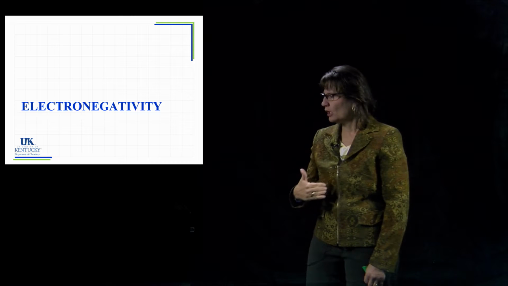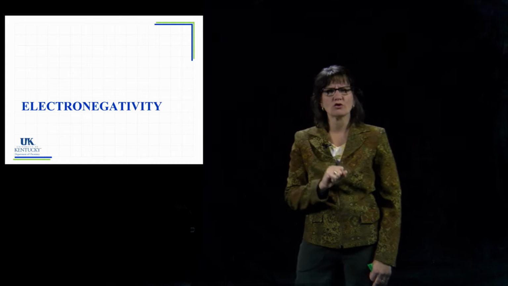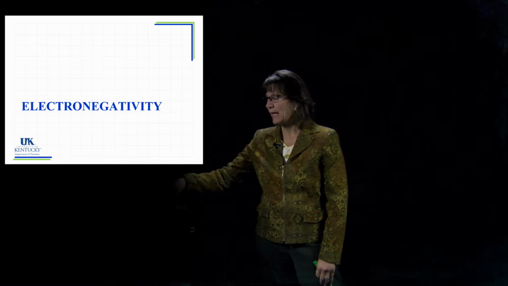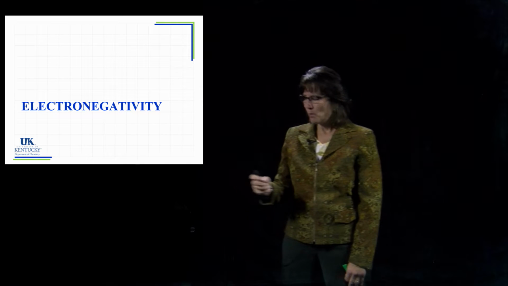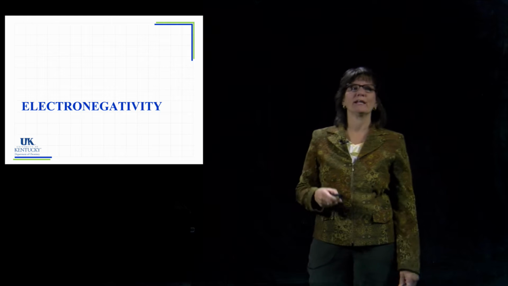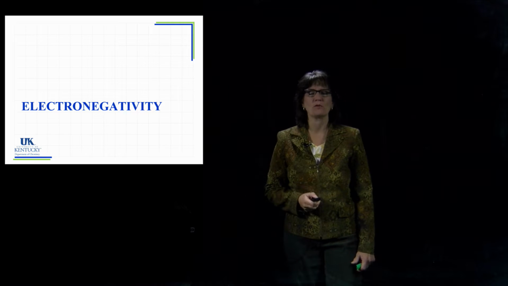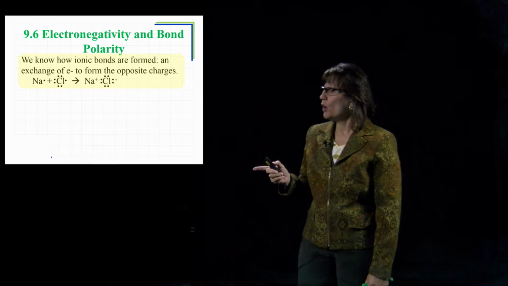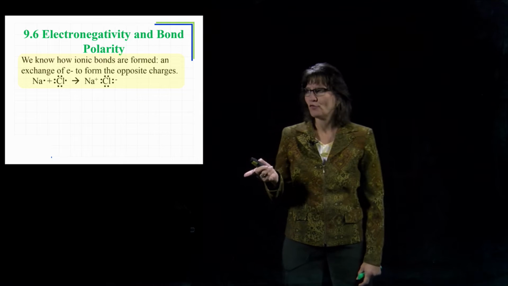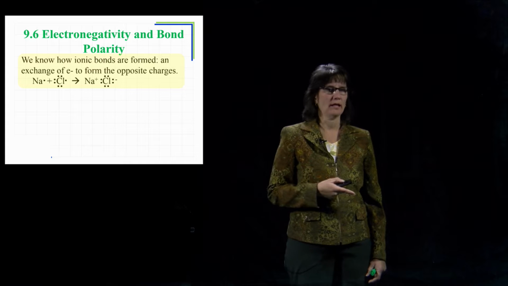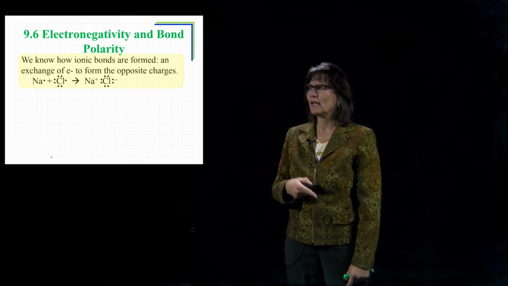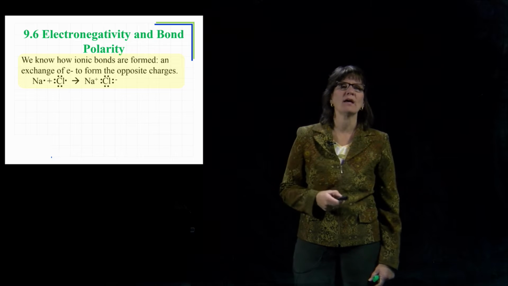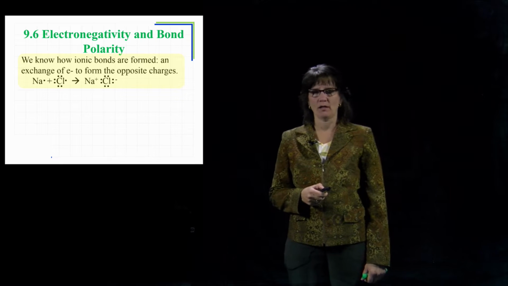We're going to take a little break from drawing Lewis structures practice, and eventually we're going to learn how to draw those Lewis structures that I left you with in the last lesson. But we need to define something called electronegativity before we proceed much further, and here is why. We know that an ionic bond is formed by the transfer of an electron. You transfer the electrons from the metal to the non-metal, and that forms an ionic bond.